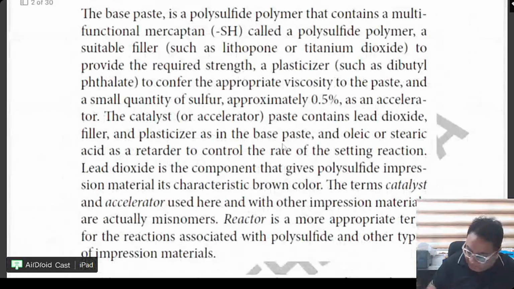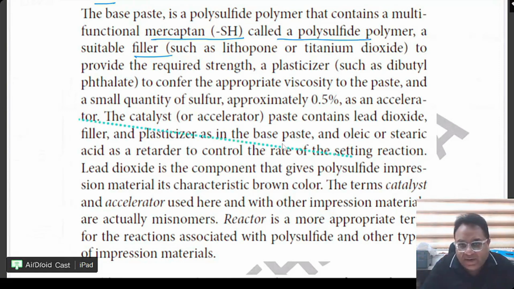Let us just quickly read through the important points here. Polysulfide contains mercaptan group called polysulfide polymer. Filler is lithophone or titanium. Everything is important in this PDF which I am giving you. This is the cut short of your Phillips chapter. If you read through this, you are the most correctly read person on this planet, if you read these lines once anytime before the NEET exam.